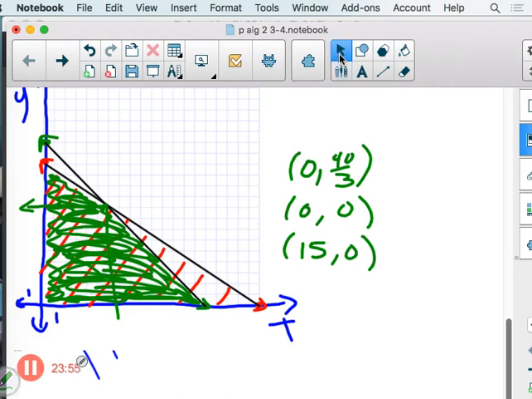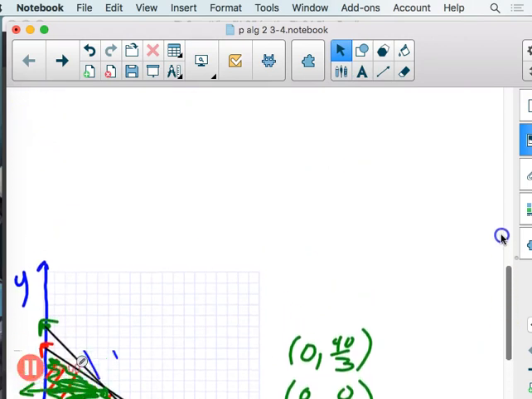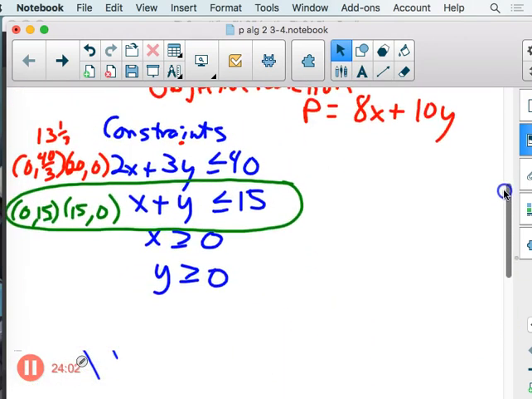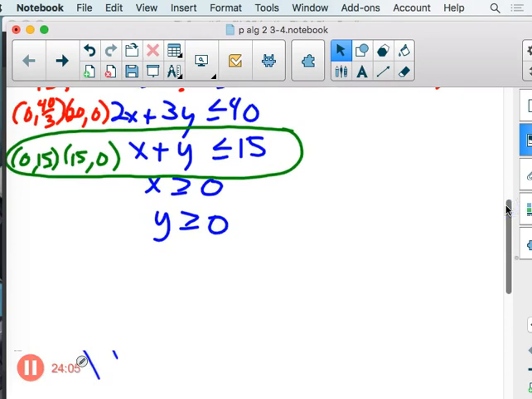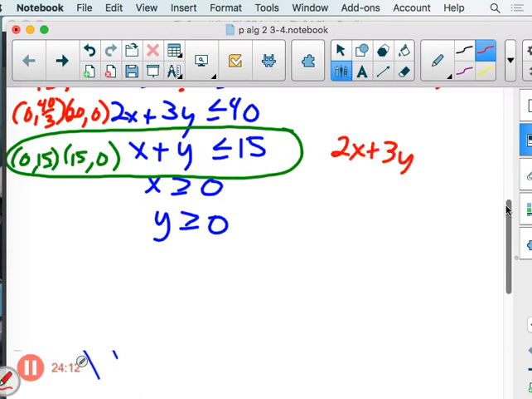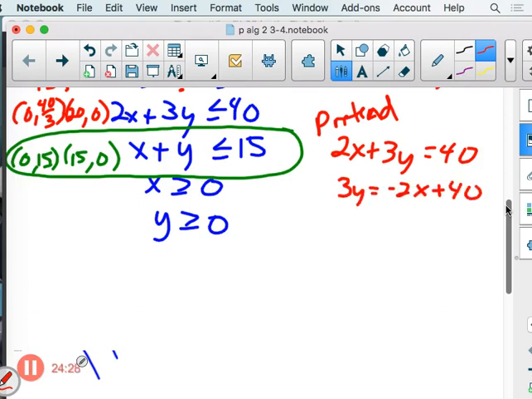So here's what I do to get it. I go back to these top two inequalities, and I treat them as if they're lines. So I had this one in red. I pretend they're lines, and I solve it for y, and I put it in my calculator. So I would subtract 2x from both sides and divide by 3.